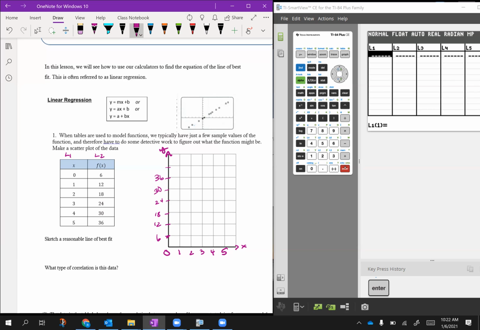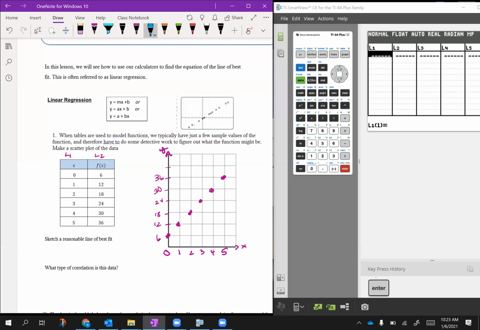So we have (0, 6), (1, 12), (2, 18), (3, 24). Please remember to hit pause if I'm going too fast. (4, 30), and (5, 36). Look at that beautiful line. So that's making a scatter plot of the data.